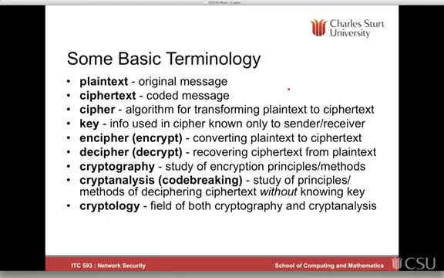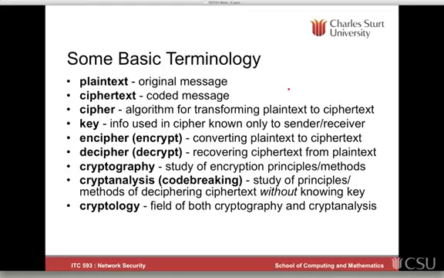And cipher is a technique or algorithm for transforming plain text to ciphertext. Key is information used in the cipher known only to sender and receiver, no other person. If it is symmetric, then sender and receiver use the same key. If it is asymmetric, then the key pair will be different. Encipher, that means encrypt, is converting plain text to ciphertext, and decipher or decrypt is recovering plain text from ciphertext. That means the opposite of encipher.